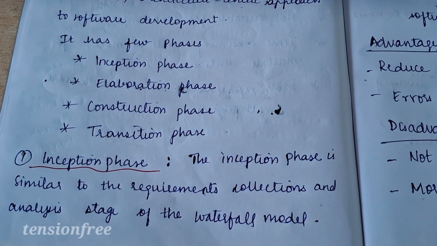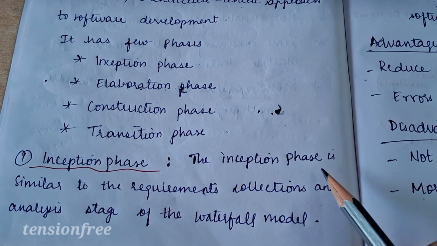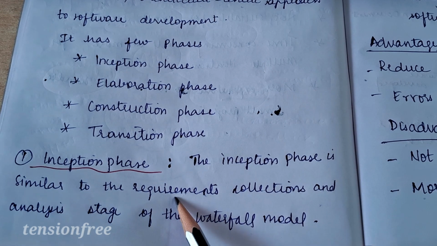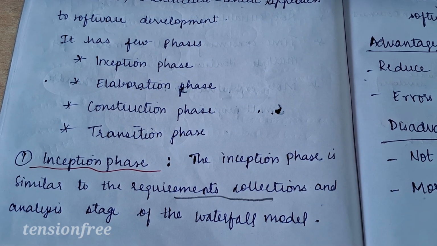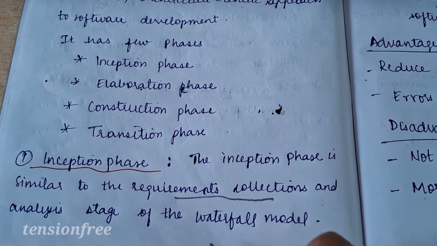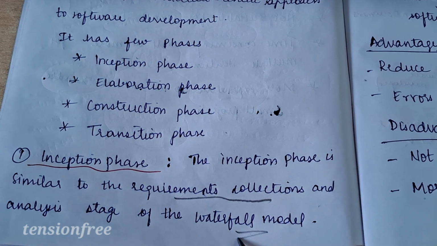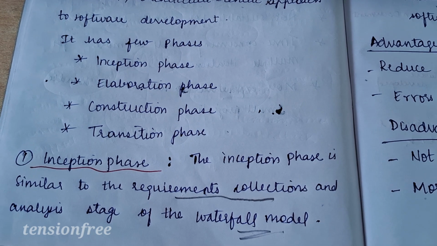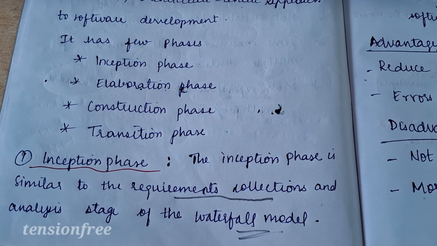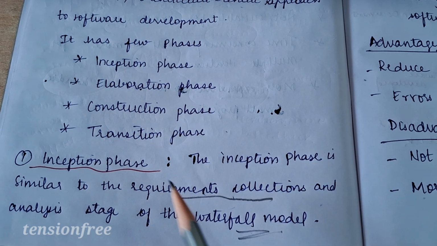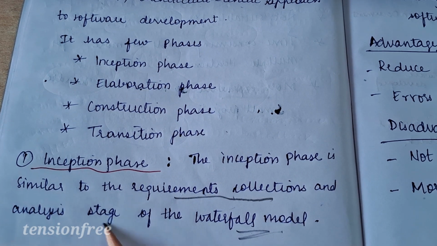The first phase is the inception phase. This phase is similar to requirements collection, that is, requirements will be gathered, like the analysis stage of the waterfall model. In the waterfall model, what is the first basic step? We are gathering the requirements and analyzing them. So the inception phase will also do similar things, that is, collection of requirements and analyzing them.